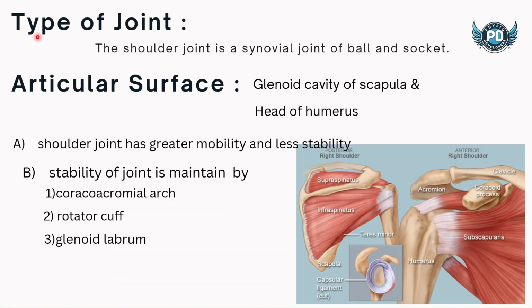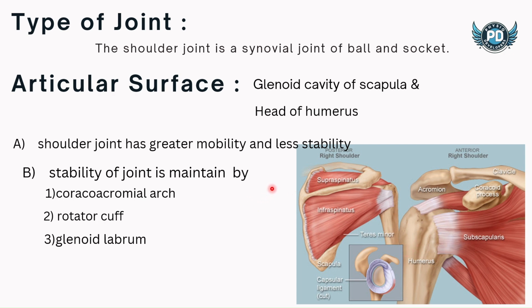Coming to the first one, type of joint. The shoulder joint is a synovial joint of ball and socket variety. And coming to the articular surface, there are two articular surfaces present in shoulder joint. First one is glenoid cavity of scapula and head of the humerus. This is the glenoid cavity of scapula, and this one is head of the humerus. By articulation of these both, shoulder joint was formed.